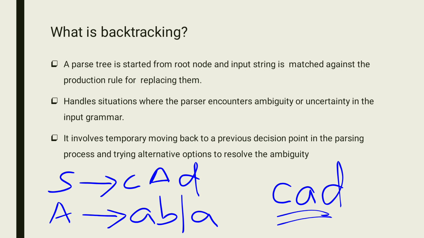In the first point, the parse tree starts from the root node, and the input string is matched against the production rule for replacing them. So if we replace them, we'll get the input string. Backtracking also handles the situation where the parser encounters ambiguity and uncertainty in the input grammar. It involves temporary moving. If the terminal is not matching, we can temporarily move back to the other terminal or the other grammar. At the decision point in the parsing process, we try the alternate option to match the input string.